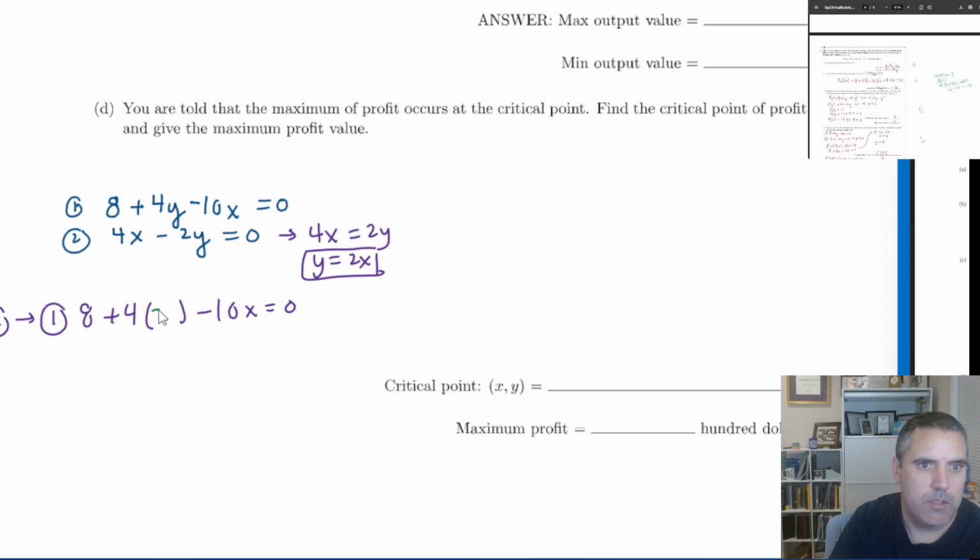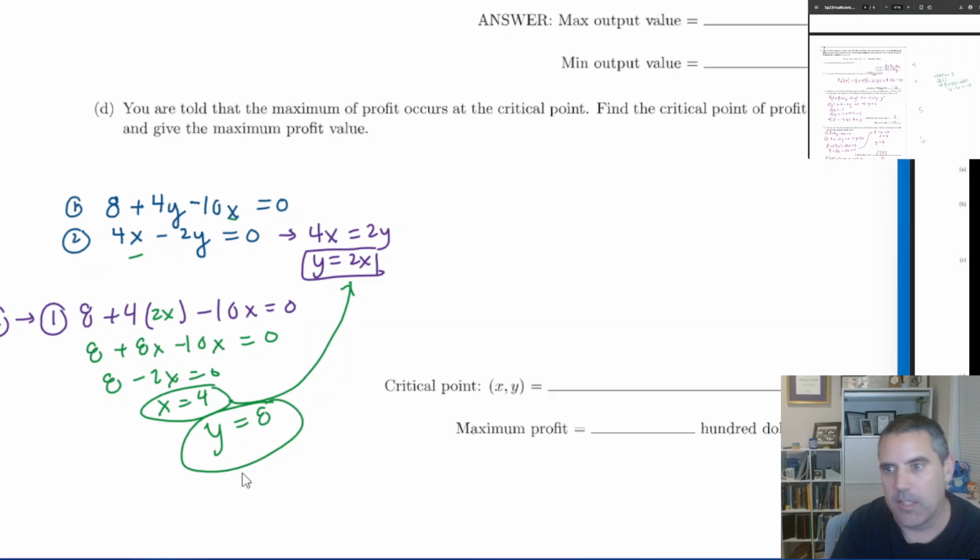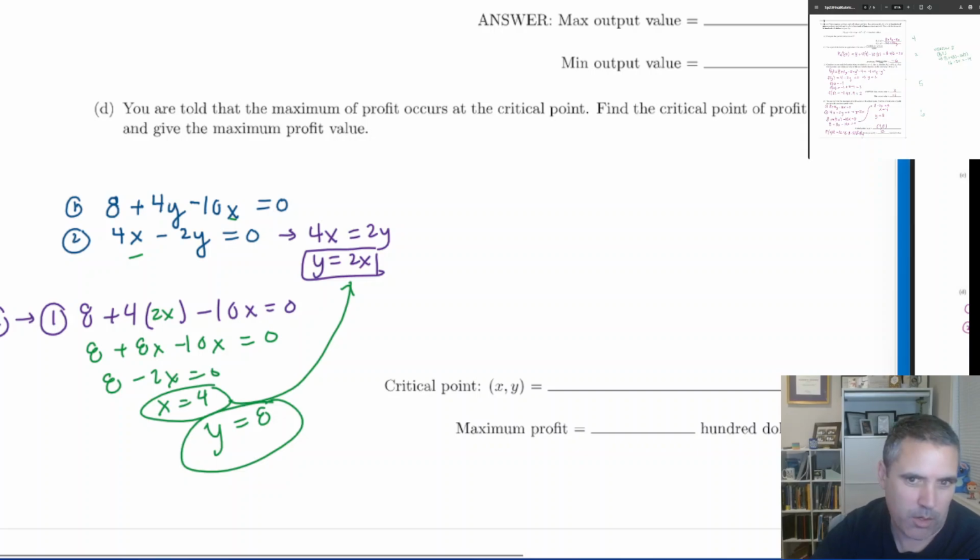And that's going to be 2x. So we get 8 plus 8x minus 10x is 0. So we get 8 minus 2x is 0. We get x is 4. The moment you have x is 4, you can plug it back in everywhere, and you should get the same y. In this case, you just get y is 8. That's our critical point. And you can check your work. We talked about that. If you want the corresponding profit, you plug it into profit. There you go. All right.